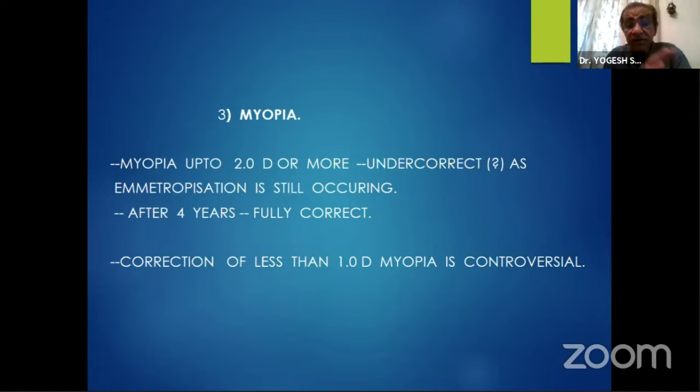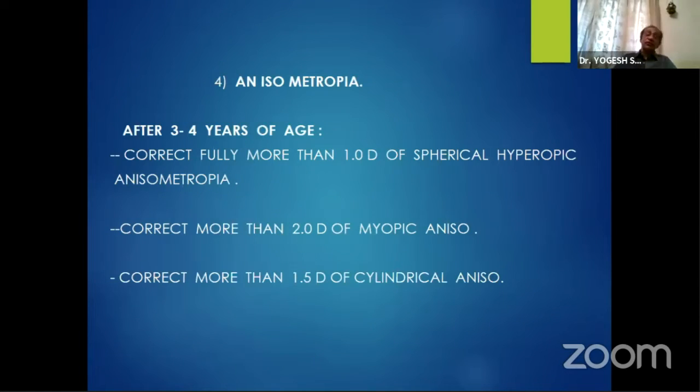Now, correction of myopia of less than 1 diopter is controversial. But in my practice for many years now, I always correct even 0.75 diopters of myopia, because we do not know what is going to be the stimulus for progressive myopia. So we want to stop all stimulus for development of progression of myopia. That's why always correct full myopia, even 0.75 diopters, and anisometropia.